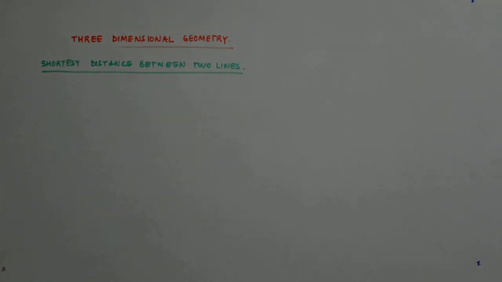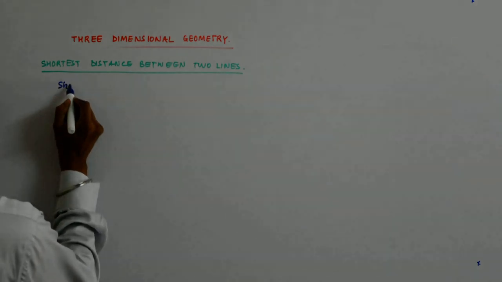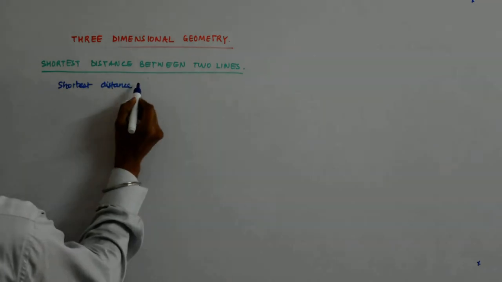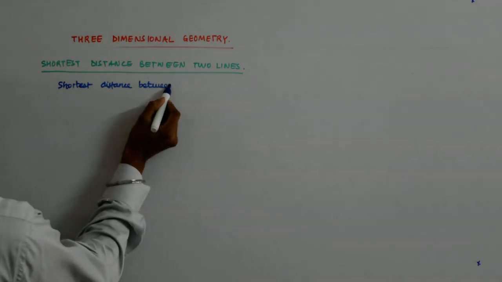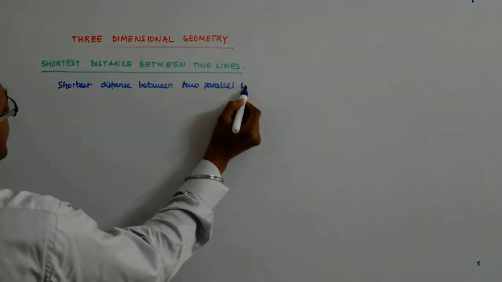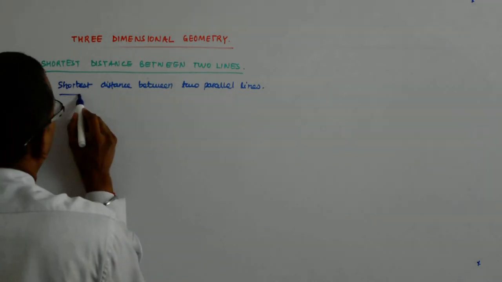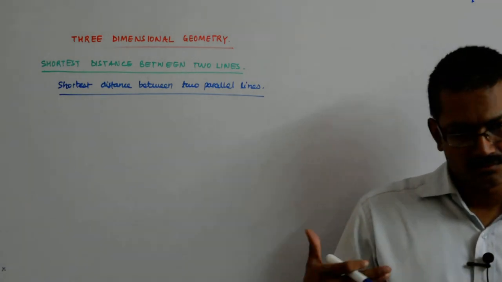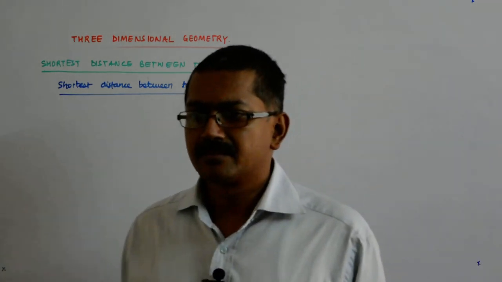So we found out the distance between two skew lines. Now we try to find out the distance between two parallel lines, right? So the shortest distance between two parallel lines, right? Now you see, one thinks, why not apply the same formula that you got for the skew lines for the parallel lines? Why not?